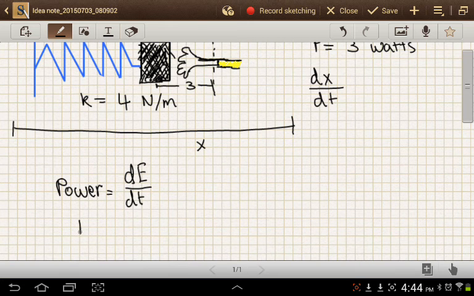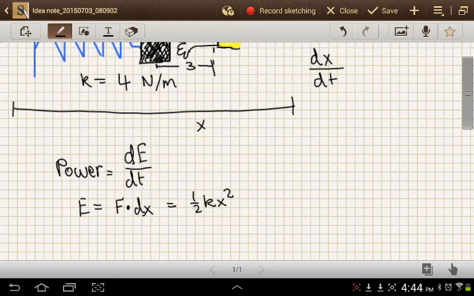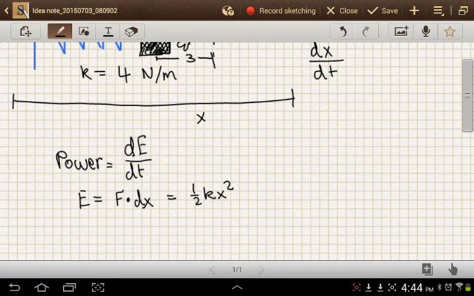Okay, so what about energy? Energy, we know, is force times dx. In the case of a spring, we know that the equation for the potential energy of a spring is half kx squared. So basically all we have to do, we already found a relationship between energy and x. So if we differentiated this, we would be able to find the relationship between power and the change in x.